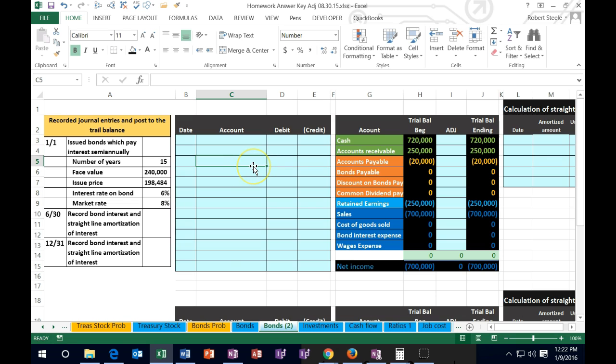So first we're going to issue bonds which pay interest semi-annually. So the interest is going to be paid out semi-annually. The number of years of the bond, 15-year bonds, face value $240,000, issue price $198,484. The interest rate on the bond is 6% and the market rate is 8%. So let's break that down a bit and then record this out.